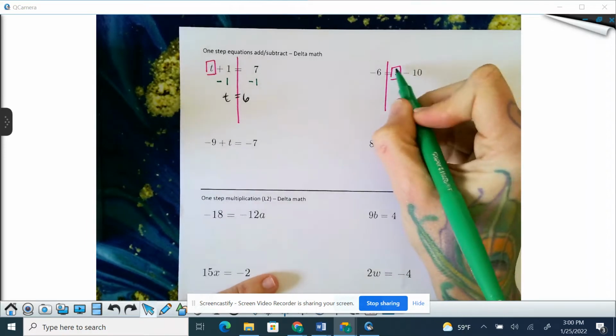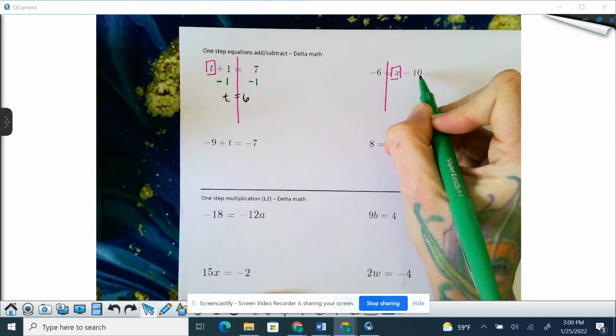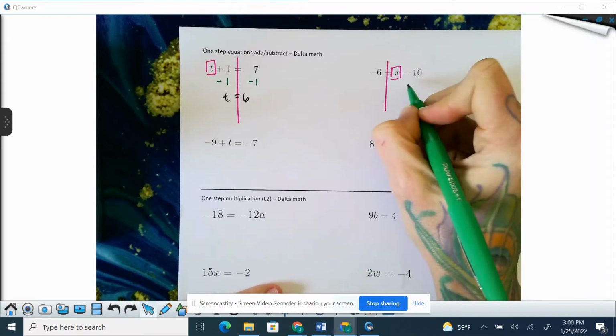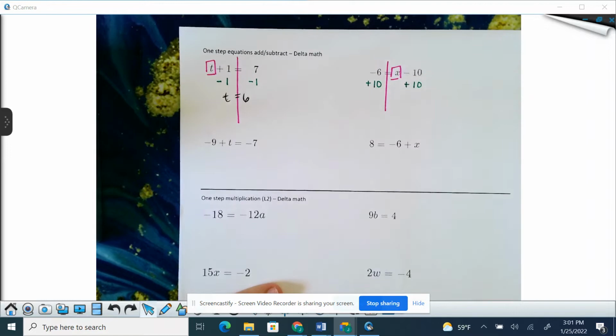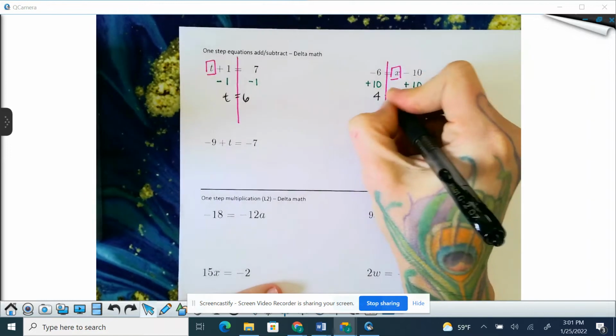So we know we need x by itself. So we have a minus 10. The inverse of subtraction is going to be addition. So we're going to add 10 to both sides. Because whatever we do to one side, we have to do to the other side. And that's going to leave me with 4 equals x.